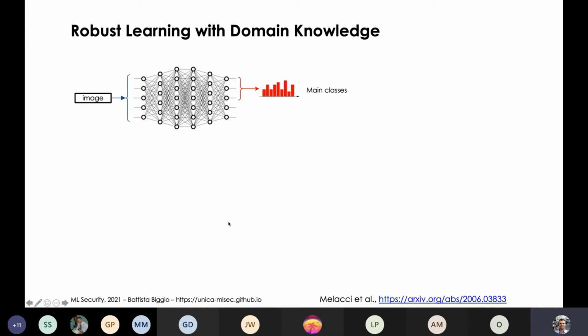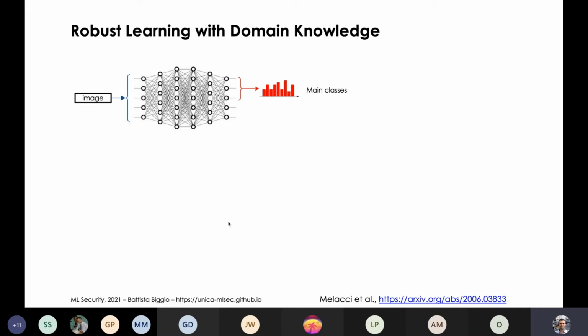There are other interesting approaches which can also be exploited to try preventing adversarial examples. In one of our latest works, we collaborated with the University of Siena, with Stefano Melacci and Marco Gori, and the PhD student Gabriele Ciravegna. We exploit the idea of adding constraints to the learning problem, constraints that come from domain knowledge. So here's the setup.